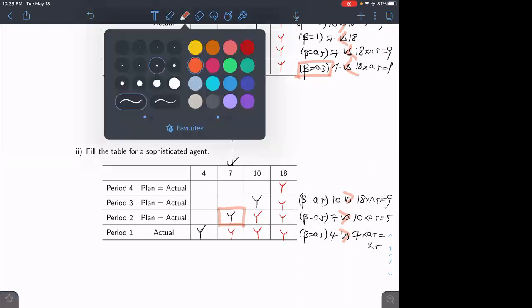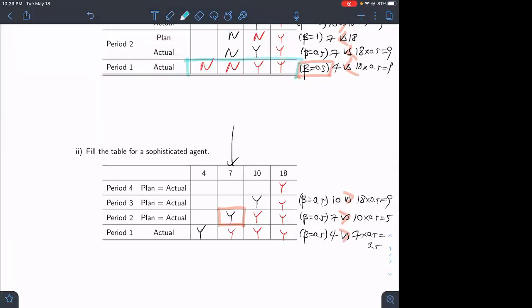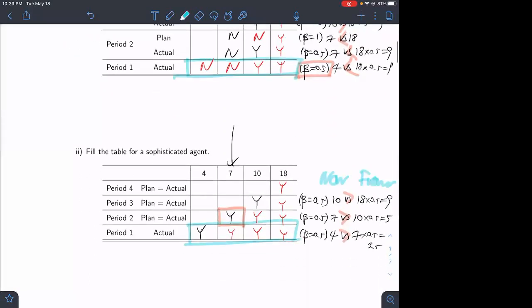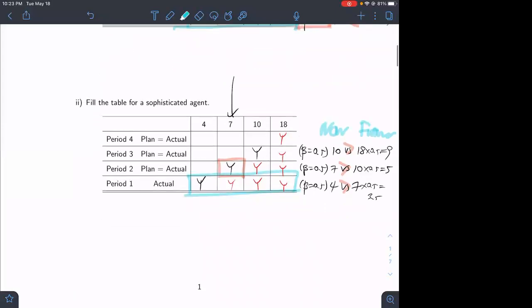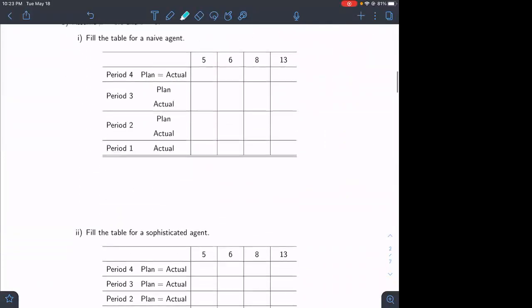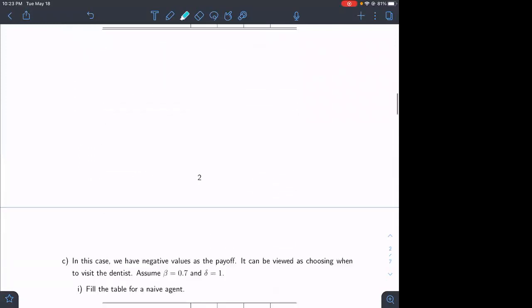So these blue boxes are the answers for the naive agent and the sophisticated agent. Now versus future. Any questions? Okay, if this looks okay, I'm going to finish these cells after this section, and then post on Canvas.